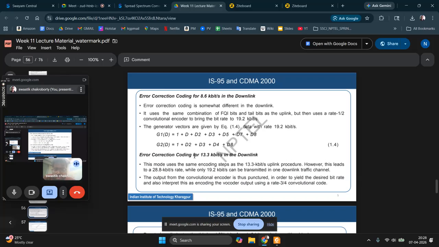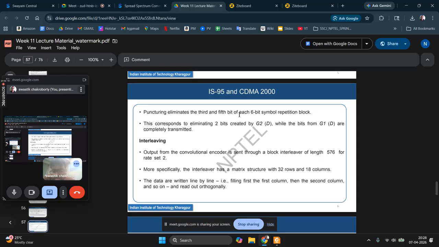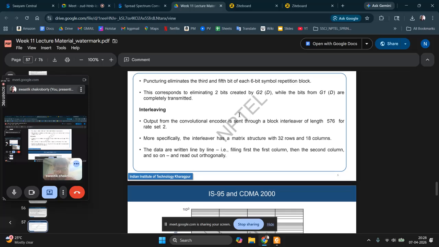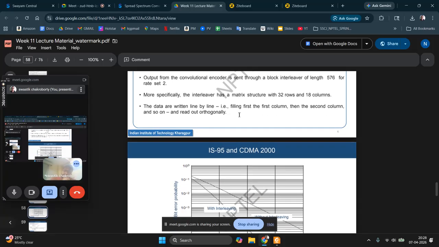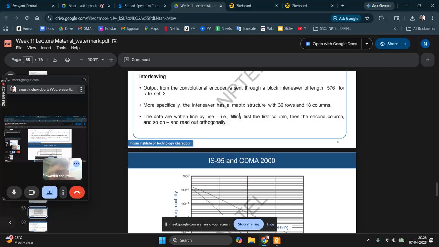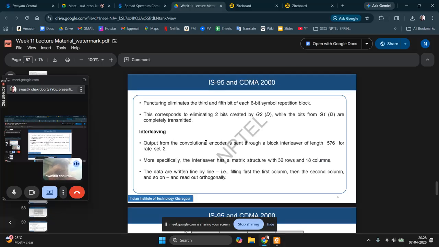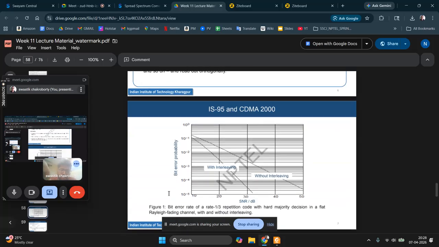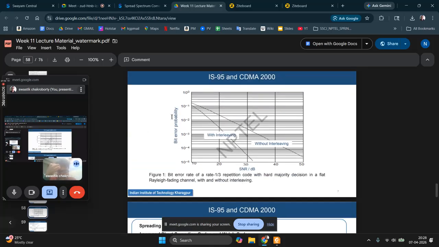Similarly, for error correction coding for 8.6 kbps in the downlink, it uses the same principle, but it uses a rate 1/2 convolutional encoder, and the generator polynomials are 1 plus D plus D squared plus D cubed plus D^5 plus D^7 plus D^8, and another. Next, interleaving is done. The output from the convolutional encoder is sent through a block interleaver, which creates an interleaving pattern that is shown to reduce the bit error probability.